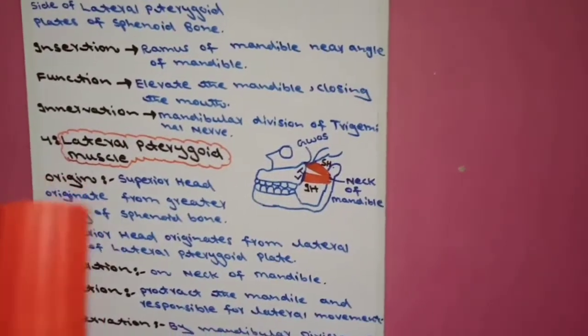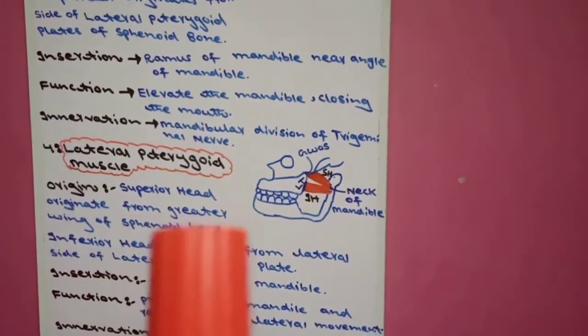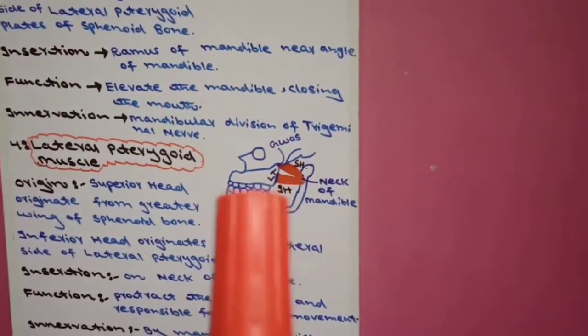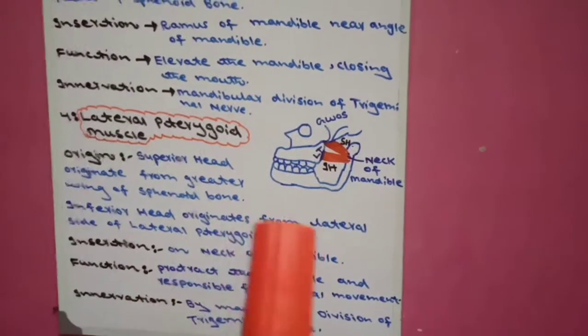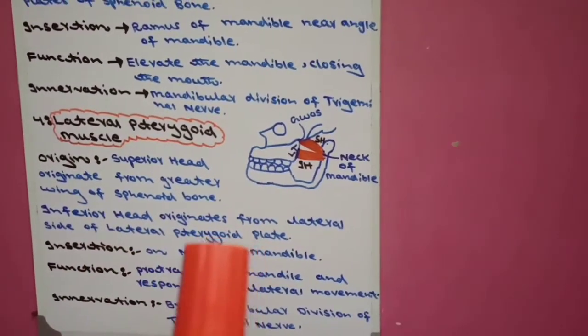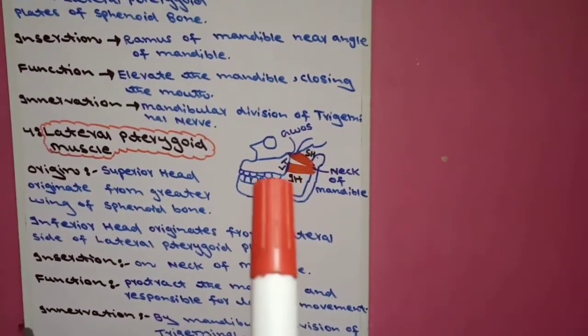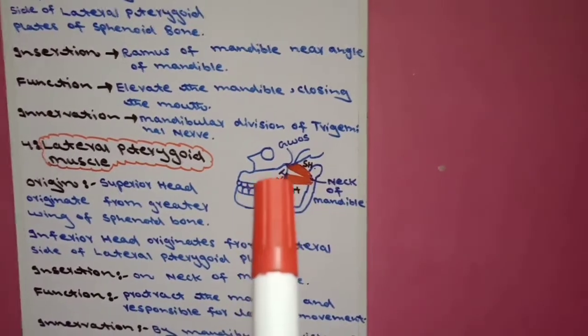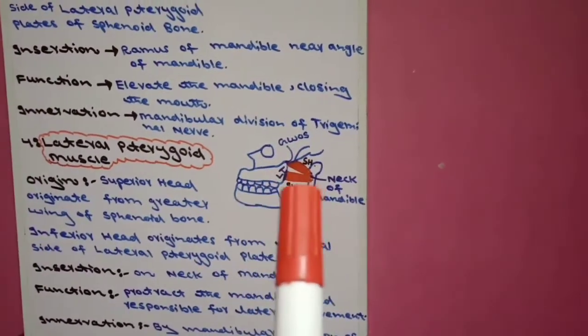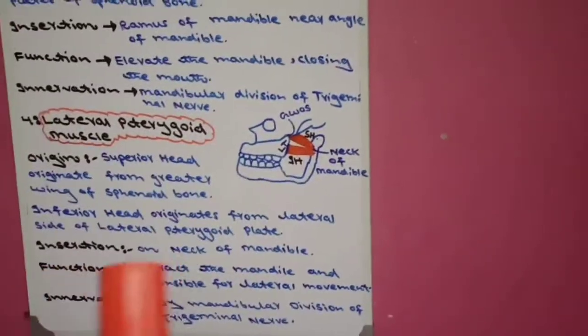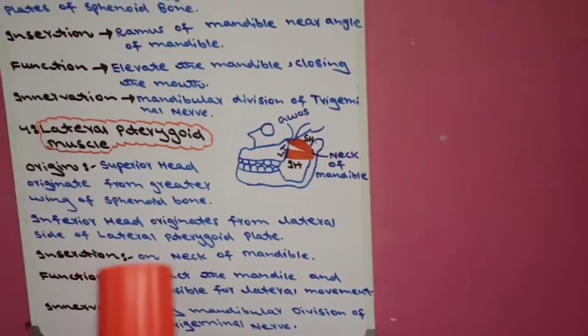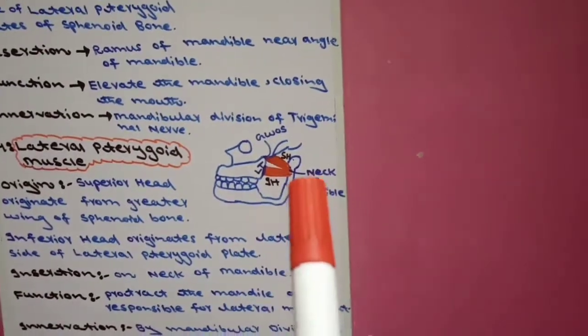The origin: the superior head originates from the greater wing of sphenoid. The inferior head originates from the lateral side of the lateral pterygoid plate. Insertion: both heads insert on the neck of the mandible. The neck of the mandible is present below the condyle.